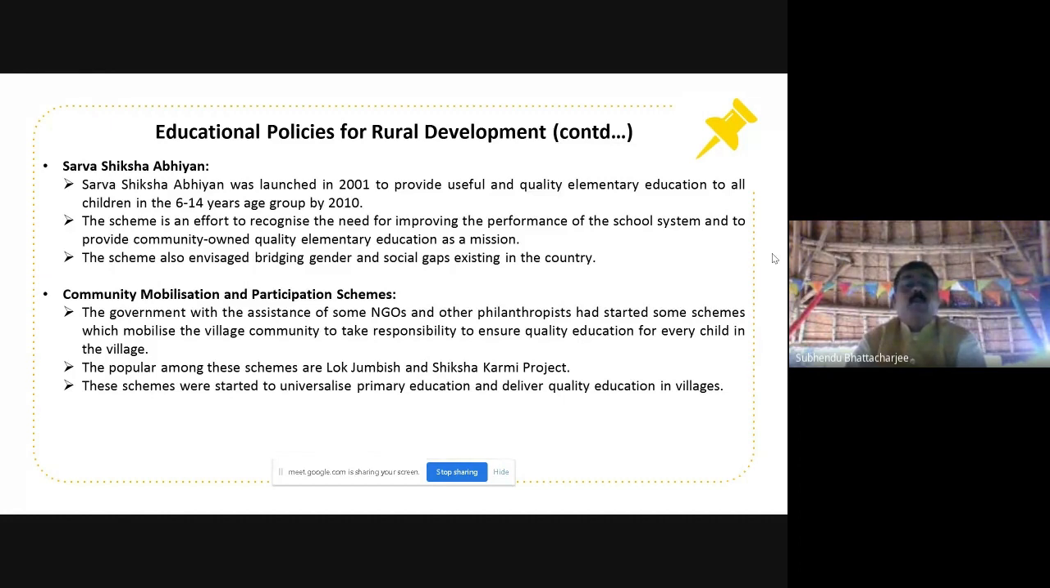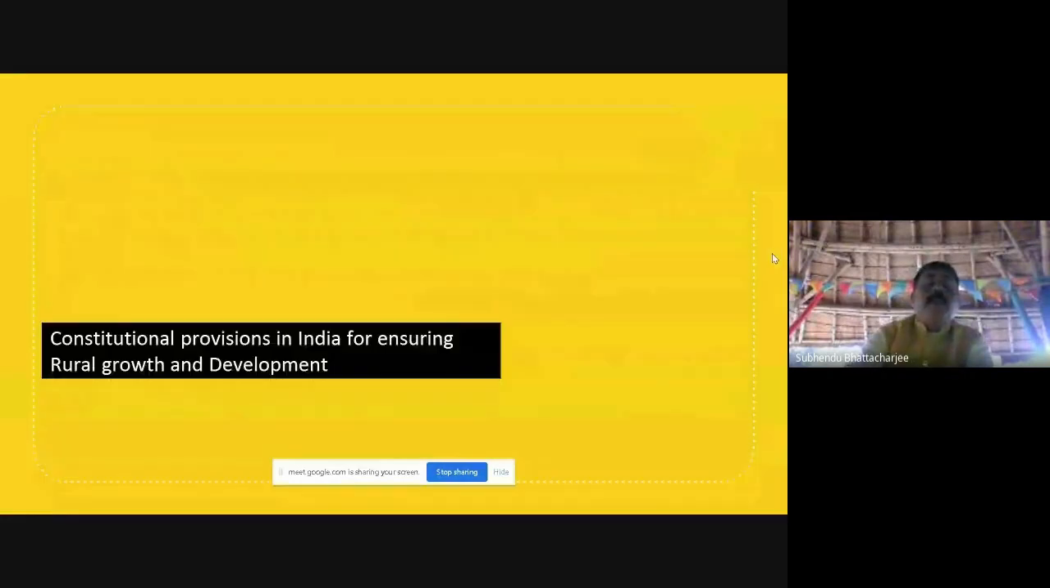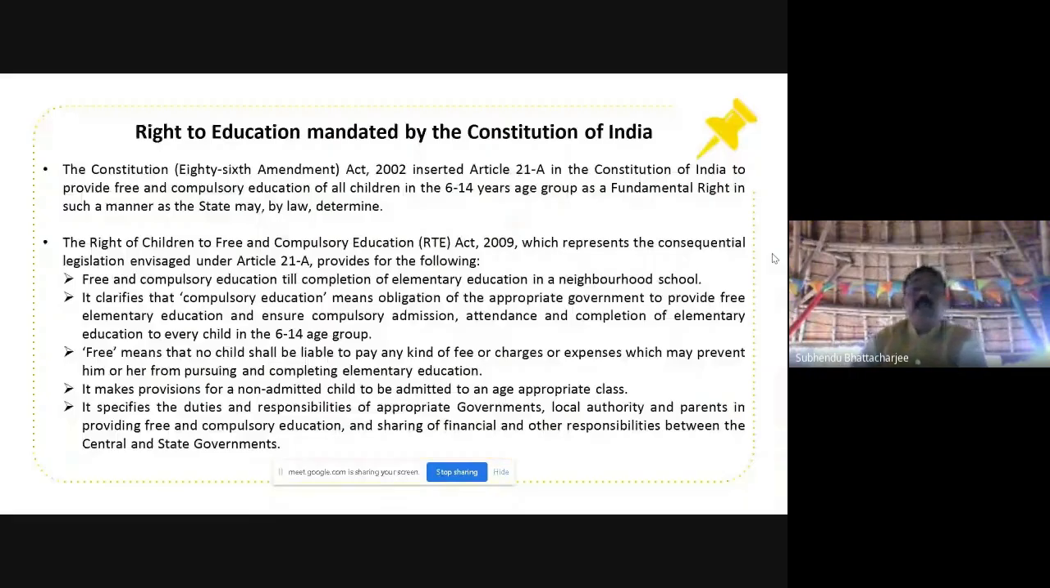And the popular among these schemes are, and you can see that time, Lok Jumbish, Shiksha Karmi projects, all small schemes started in different states to include all the children in the arena of education. These schemes were started to universalize primary education and deliver quality education in the remote rural villages. Then if you look at the constitution, as I said, the constitutional amendment was brought in 2001 and the act was made in 2009 to cover children 6 to 14 by giving them rights under Article 21, earlier which was part of the directive principles of state policy under Article 45.